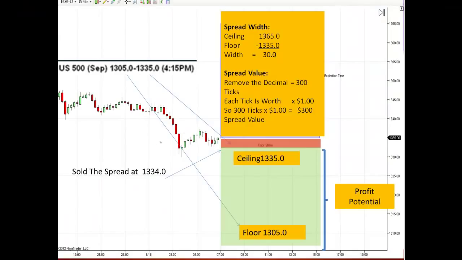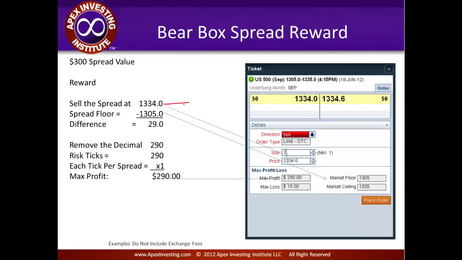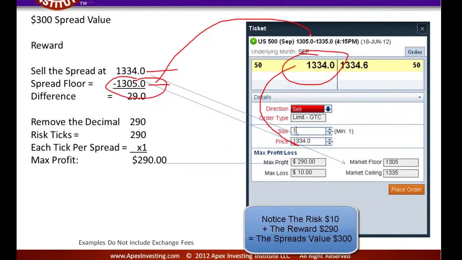So if we sold the spread at 1334 and the floor of the spread is 1305, then our profit potential is going to be the difference between them, and if the market goes down, we can make money all the way down to 1305. Again, that's right here: 1334, the price we sold the spread at, and 1305 is the floor of the spread. It's also right here.